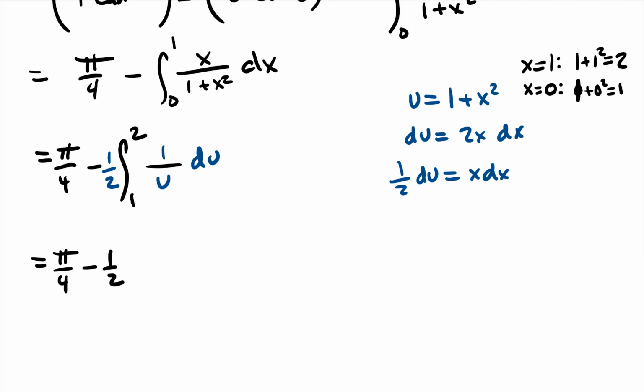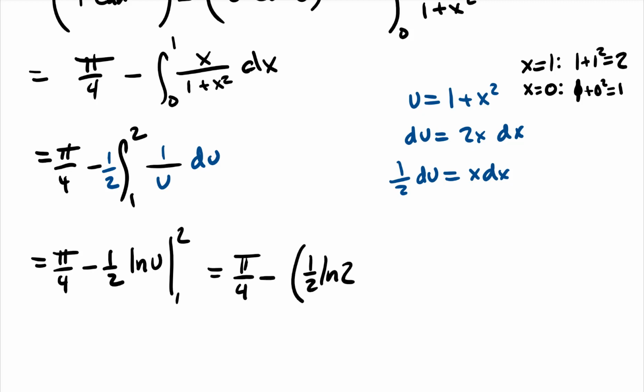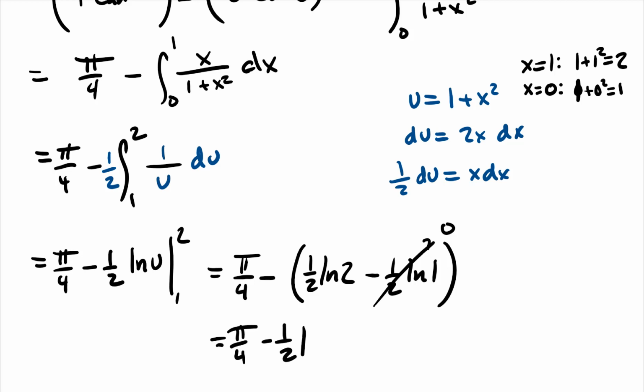The antiderivative of 1 over u is the natural log of the absolute value of u, but I'm not using the absolute value because we're plugging in 1 and 2. So what do we have? Pi over 4 minus the integral of 1/2 ln of 2 minus 1/2 ln of 1. And we all know ln of 1 is equal to 0, right? We know that. Come on. So it's pi over 4 minus 1/2 ln of 2. That looks like a pretty sufficient answer. Know what I mean? That looks pretty sufficient.